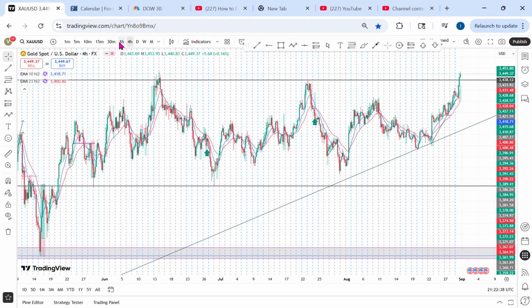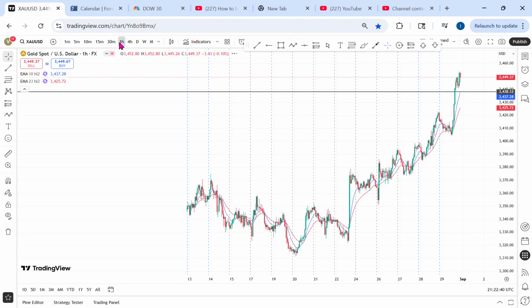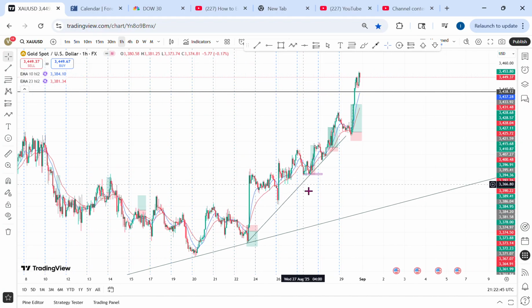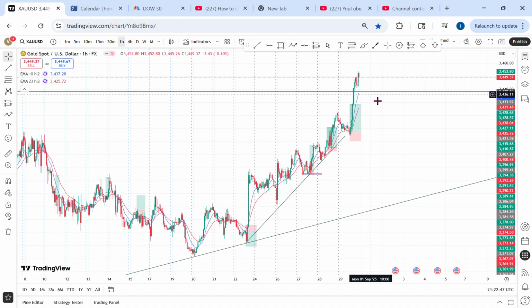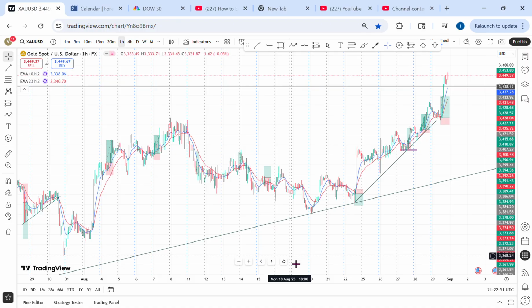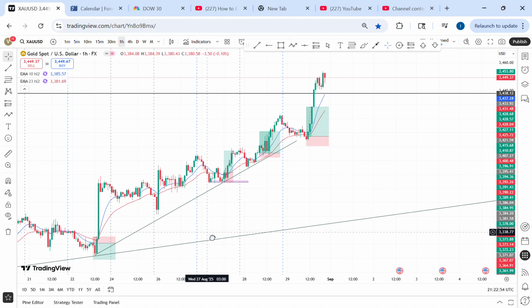Let's go to the 1-hour time frame. So guys, this is the 1-hour time frame on gold. What we are waiting for is just a retest from this level where price has broken out from. Let's wait for a retest.